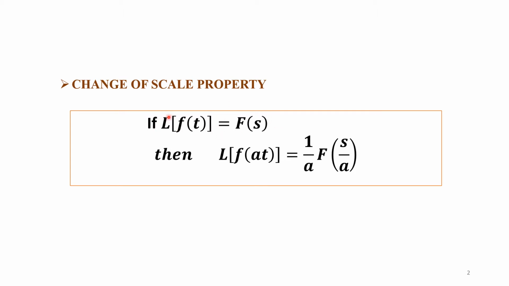If L of f of t is equal to F of s, then L of f of at is equal to 1 by a into F of s by a. So once you know L of f of t, then we can calculate L of f of at. L of f of t is denoted by F of s. So L of f of at is 1 by a into F of s by a.